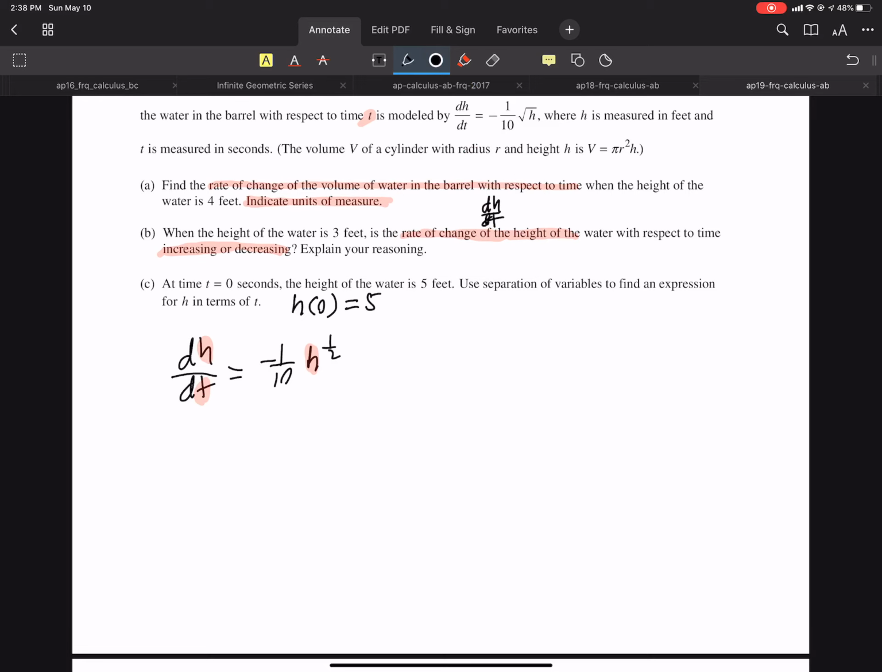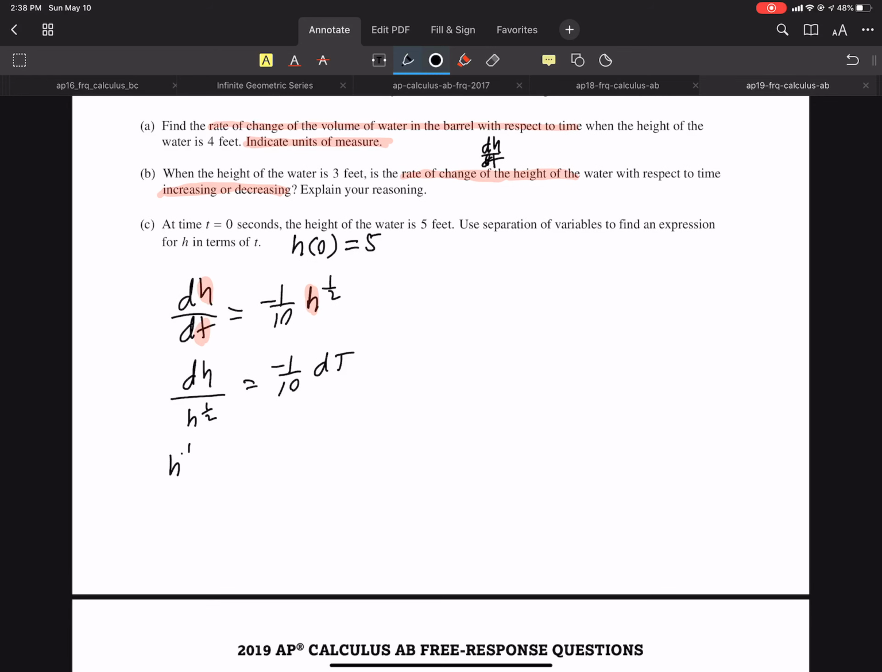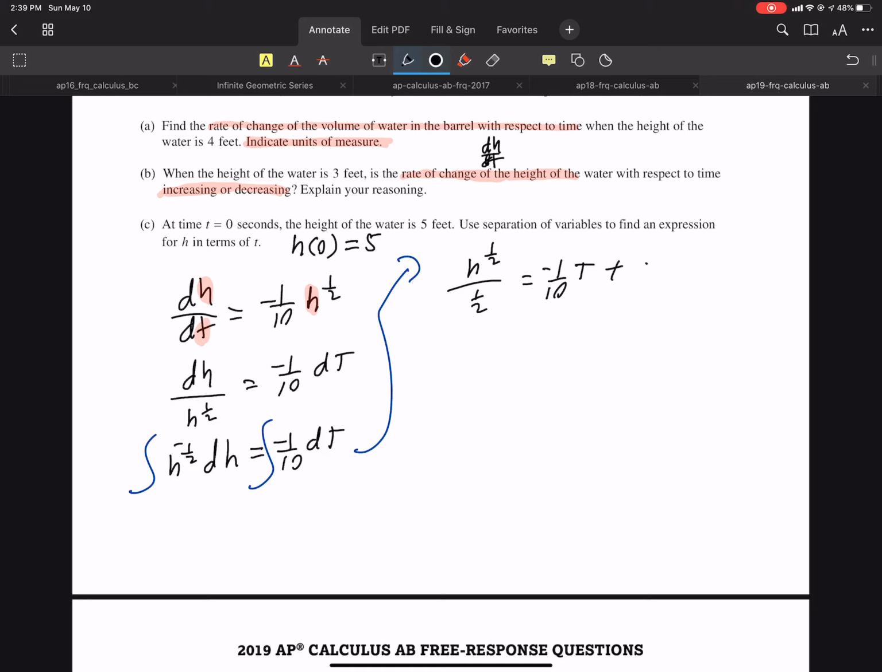We're going to get the h's on the left side and the t's on the right. So divide both sides by h to the 1/2. On the right side, it'll disappear. I'm going to leave any constant on the right side. It just makes life easier. And at this point, let me rewrite the left side because I cannot take the integral of the left side unless I move the h to the 1/2 to the top. Now I integrate both sides. The left side, I add 1 to the exponent and divide by that. On the right side, the antiderivative of a constant is just a constant times your variable, and we need a plus c. So we got 1 point for all of that.